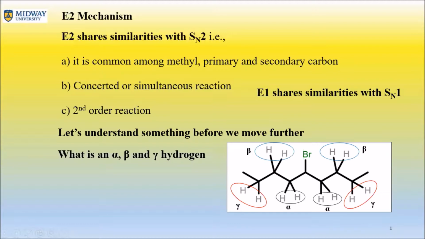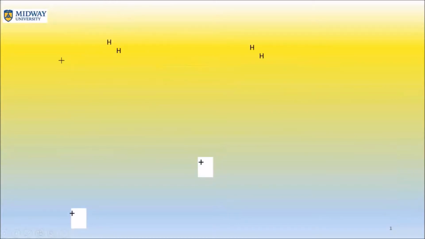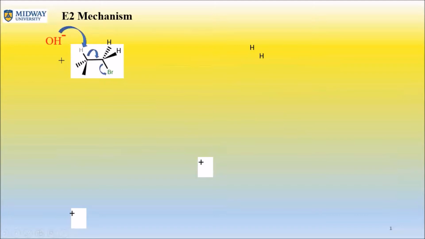Right? Let's understand this, okay? So here's your E2 mechanism. You have your carbon containing the functional group, which is your Br. It contains two hydrogens, so it's a primary carbon substrate, right? So when it reacts with the nucleophile, it abstracts the alpha.